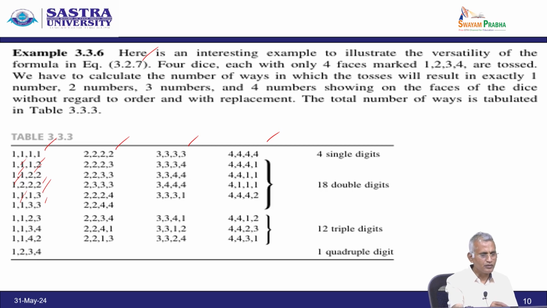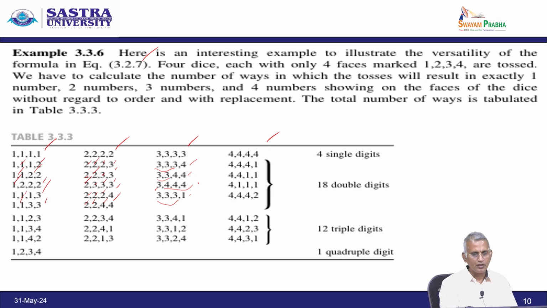Similarly, go to the faces 2, 2, 2, 2, 3 and 2, 2, 3, 3 and 2, 3, 3, 3 and 2, 2, 4 and 2, 2, 4, 4. So, because the 4 dice each with only 4 faces marked 1, 2, 3, 4 and the tosses will result in exactly 1 number, 2 numbers, 3 numbers, 4 numbers, for that purpose, the method is like this, and other possibilities are 3, 3, 4 and 2, 2, 4 and 1, 3, 4, 4 and 3, 3 and 1.